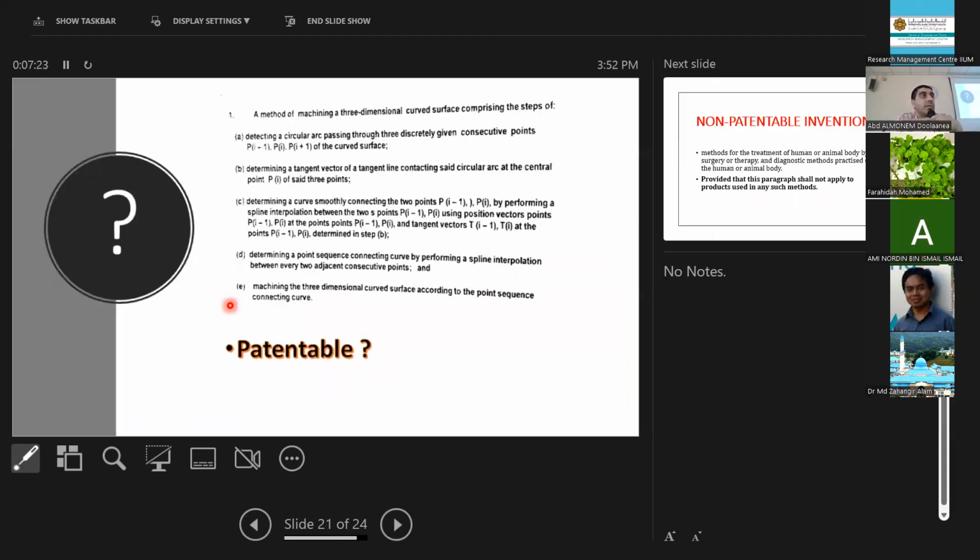Okay, the second similar one, a method of machining a 3-dimensional curved surface comprising the steps of detecting the circular arc, same steps, determining the tangent, determining a curve, determining a point sequence, and machining the 3-dimensional curved surface according to the point sequence connecting the curve. Do you think this one is patentable or not? I think this one is CNC machine. Method of doing CNC machine, the one that does cutting according to a specific drawing and so on. Do you think it's patentable?